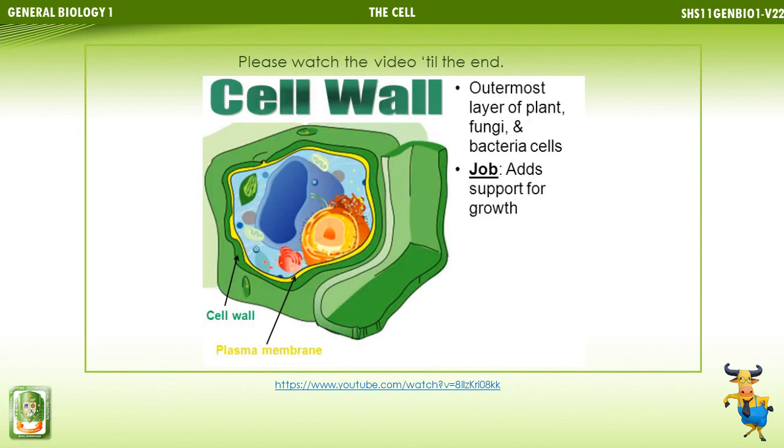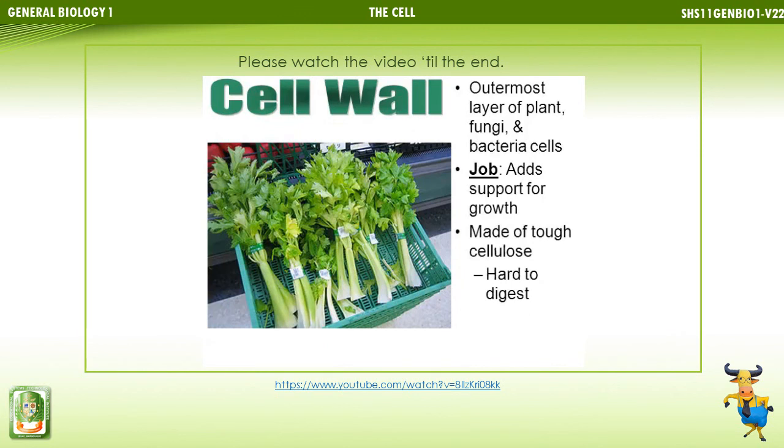Well, what about its job? One of the jobs of the cell wall is to add support. It's made from a real tough, sturdy material known as cellulose. And so this adds some of the support to plants and fungus and bacteria cells. And so, as I just mentioned, the cell wall is made from a real tough material by the name of cellulose. It's very hard to digest. The reason for the picture is celery has a lot of cellulose in it. And I'm sure you've had bites of celery. It's a very tough, very fibrous plant, very hard to digest. Well, that's because you're having to chew through a lot of cellulose, which is a main ingredient of the cell wall.